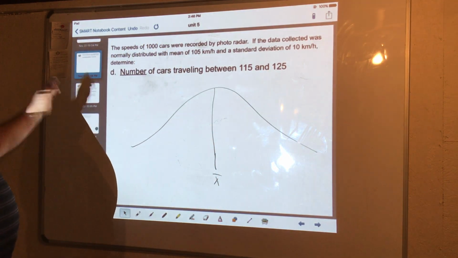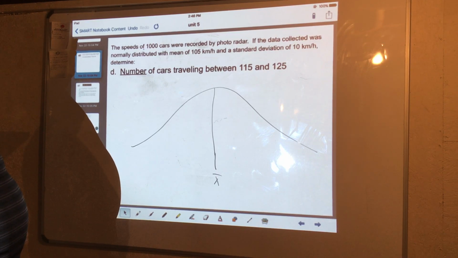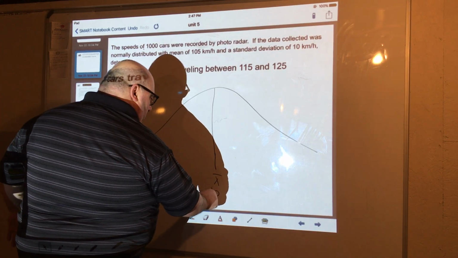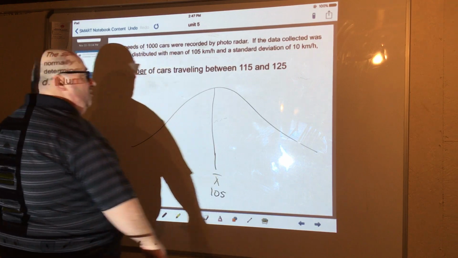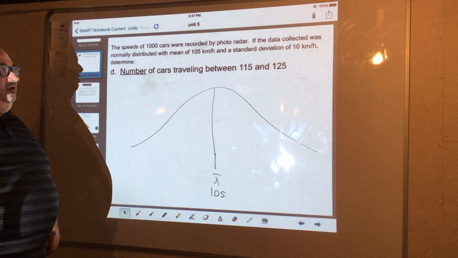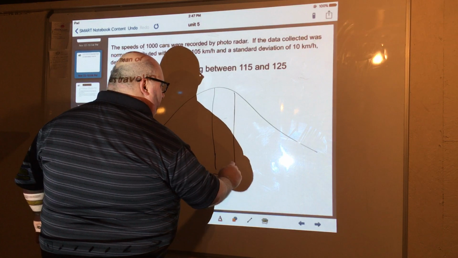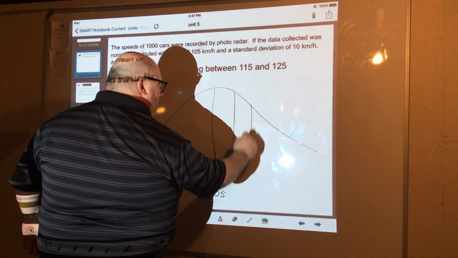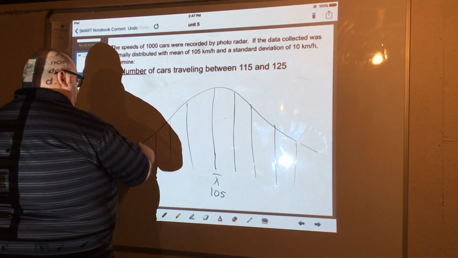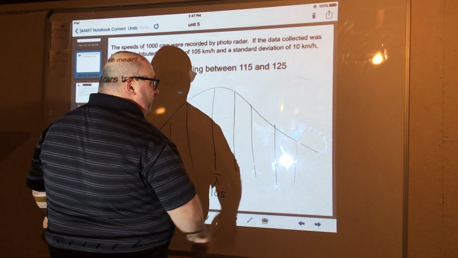In this case, we have 1,000 cars that were recorded by photo radar. The mean is 105 kilometers an hour, so 105 kilometers is the mean of their speeds, with a standard deviation of 10 kilometers an hour. When we have our normal distribution, we go one deviation above, 2, 3, 4, and 1, 2, 3, 4 below. So 100 with a deviation of 10.